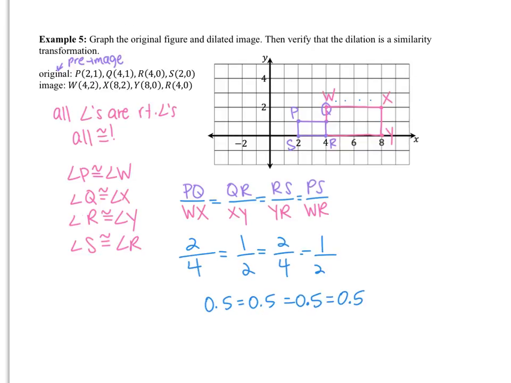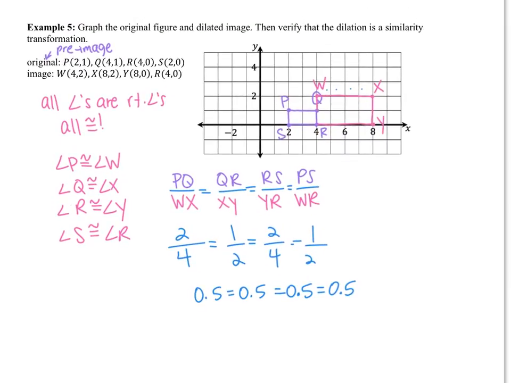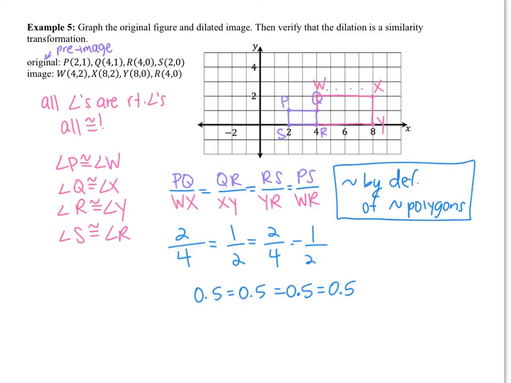So I know that these two figures are similar by the definition of similar polygons. You can only say that if you show the definition of similar polygons, which shows all corresponding angles congruent, and it shows all the corresponding side lengths form a proportion. And that's it. So we can be done.